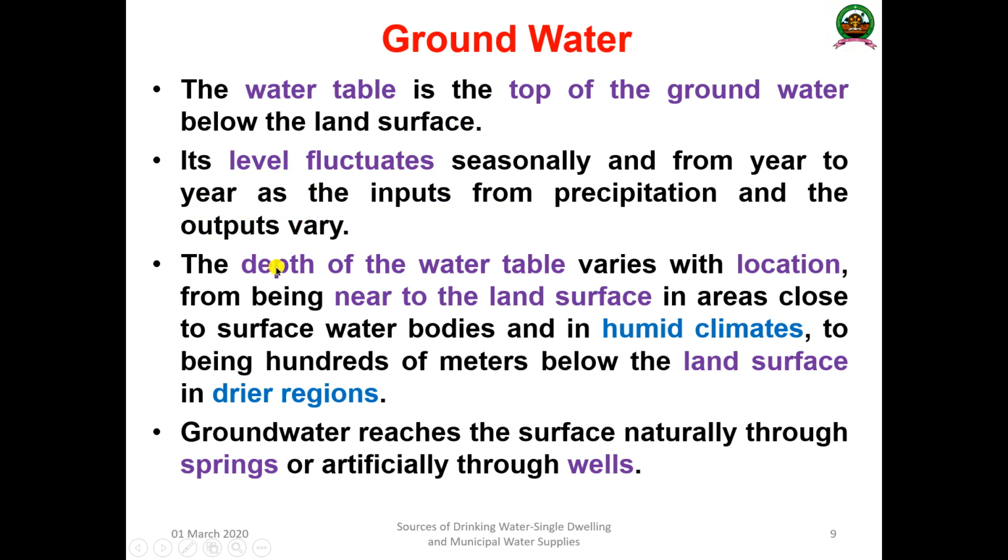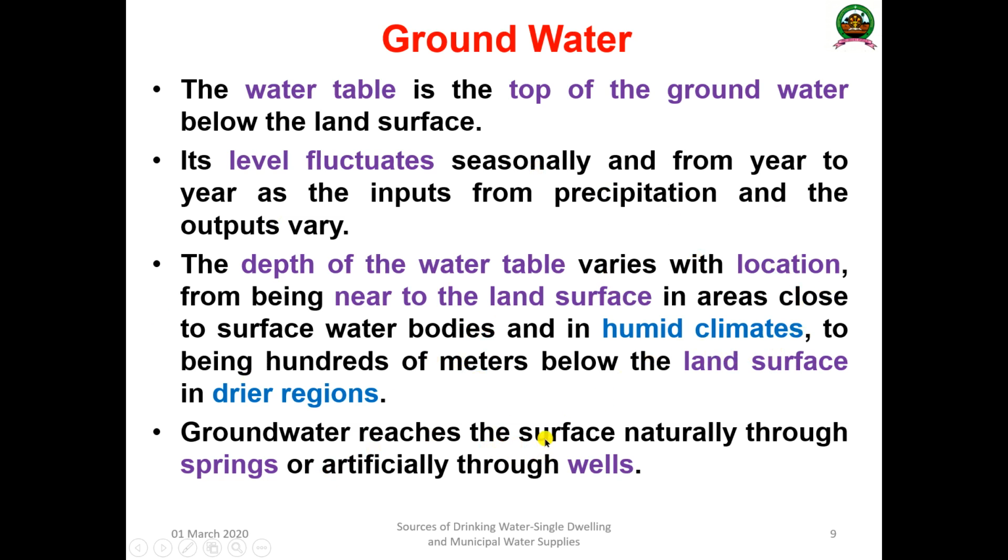The depth of the water table varies with the location, from being near the land surface in areas close to surface water bodies and in humid climates, to being hundreds of meters below the land surface in drier regions. So the depth of the water table varies from the land surface in humid regions to much deeper in drier regions.